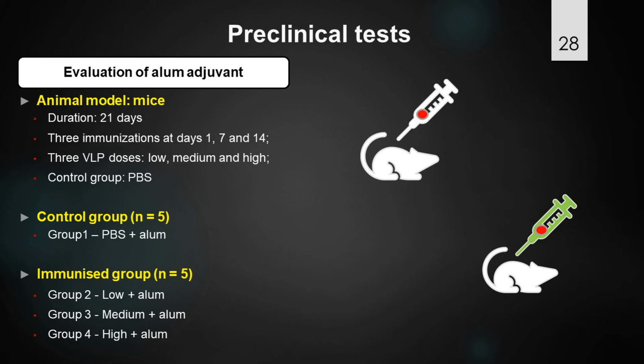To evaluate the alum adjuvant in the preclinical tests, mice will be used as animal model. The evaluation will last 21 days, and 3 immunizations will be conducted on days 1, 7, and 14. The animals in the study will be divided in 4 groups. The first group will receive only PBS plus alum. It is the control group. The second, third, and fourth group will receive low, medium, and high doses with the adjuvant, respectively.